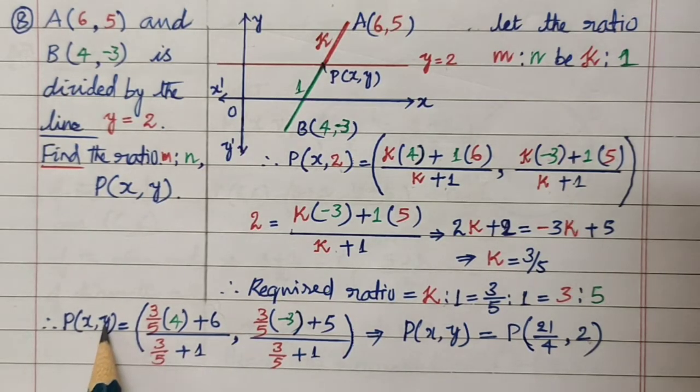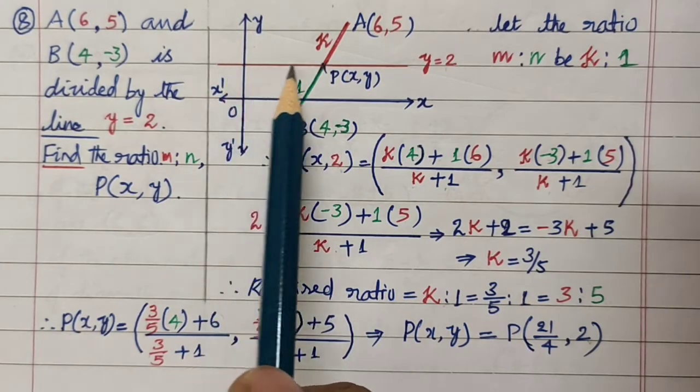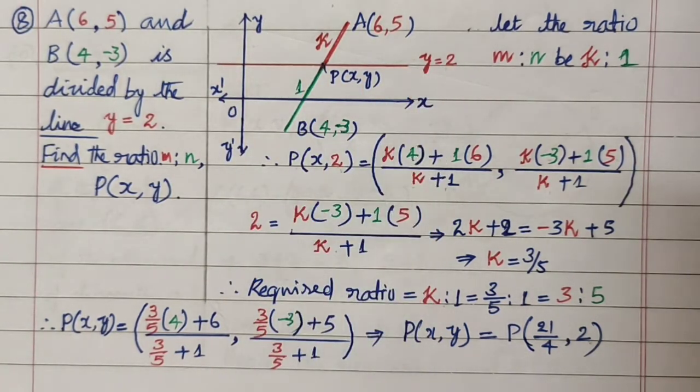We know the value of y because this line is divided by the line y is equal to 2. Then we know the value of y is 2. If you calculate this also, you will get it as 2. Then the value of x you can find out by solving for this.